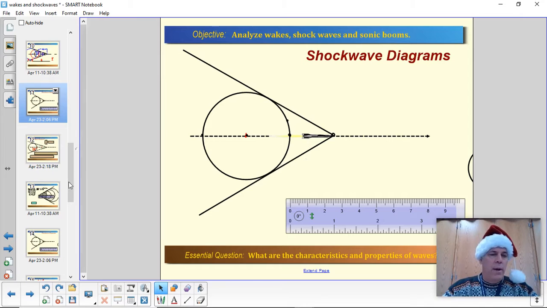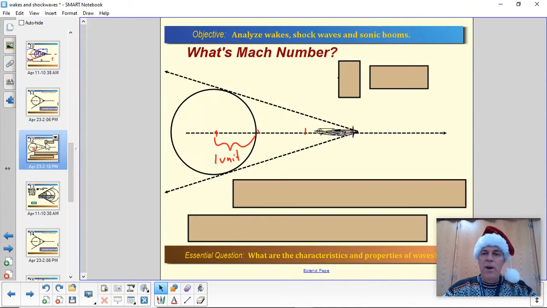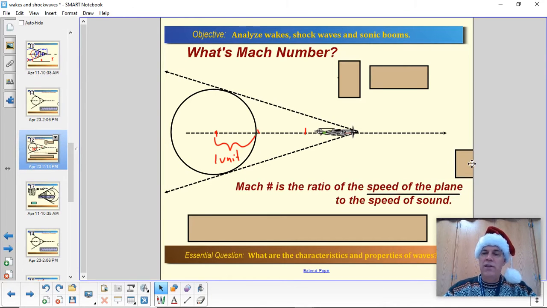Okay, so first we probably need to talk about what a Mach number is, since that's what we're going to be working with here. A Mach number is named after a guy named Ernst Mach, who was a German physicist who figured a lot of this stuff out. And it is simply a ratio. Mach number is the ratio of the speed of the aircraft compared to the speed of sound.